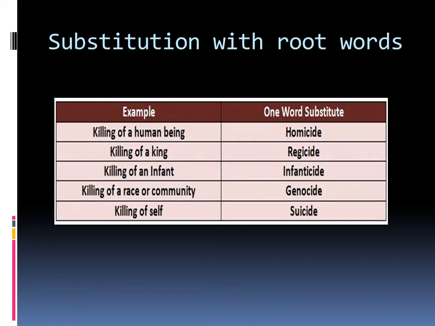Killing of a king. Regicide. The root word is rex, which means king. We can say kingslayer also.